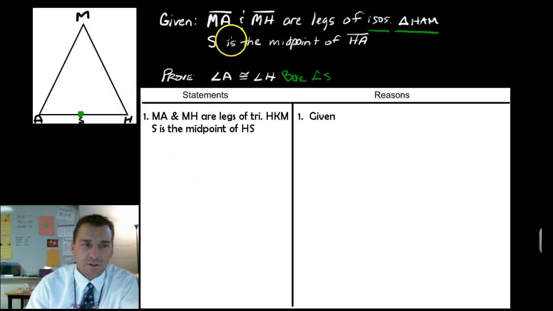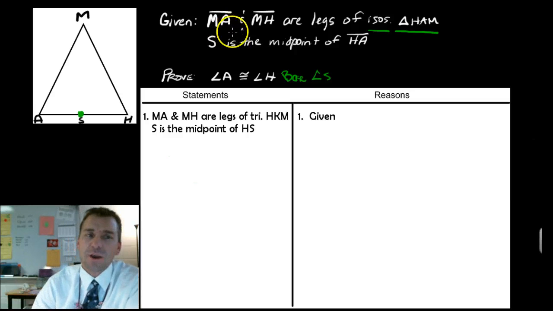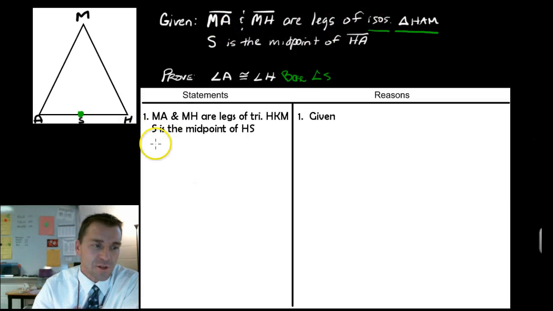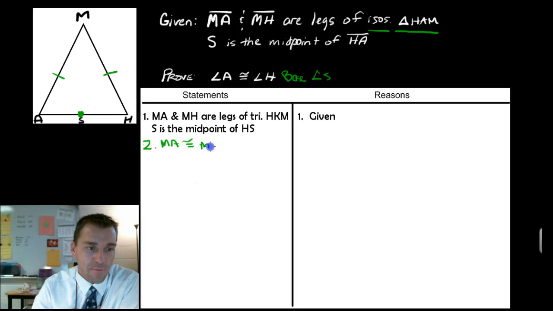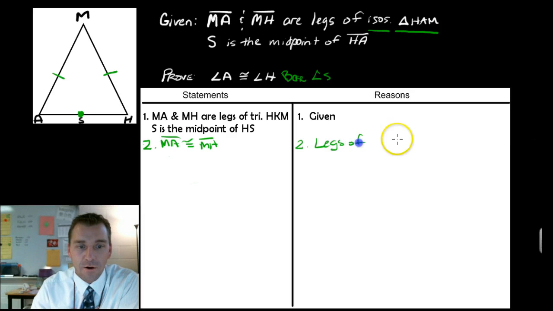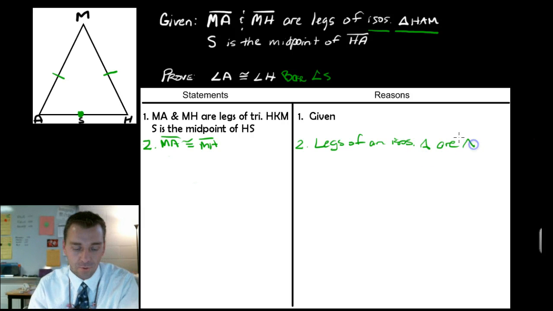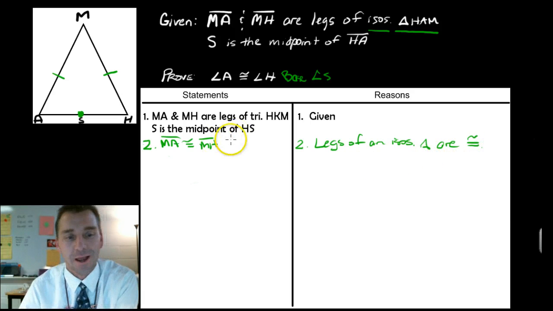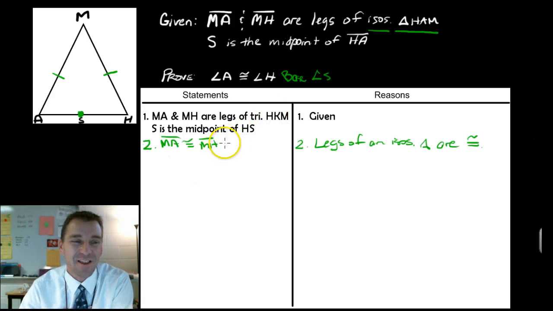So let's do it. Well, here's the first thing. How can we do this? Let's get a couple things that we actually know. Well, I know legs of isosceles triangle are congruent, so let's do that in step number 2. Let's put step number 2, we'll put MA is congruent to MH. That is a statement that is true. Here would be my reason. Legs of an isosceles triangle are congruent. There you go. And if you want to write it in conditional statement form, you can. If a triangle is isosceles, then the legs are congruent. That's great. But this is fine, just a straight up statement. Legs of an isosceles triangle are congruent.